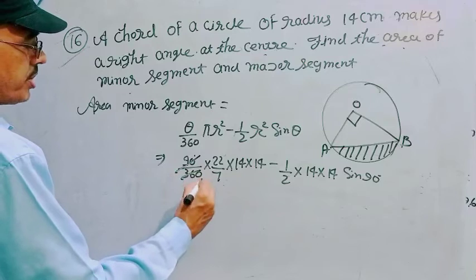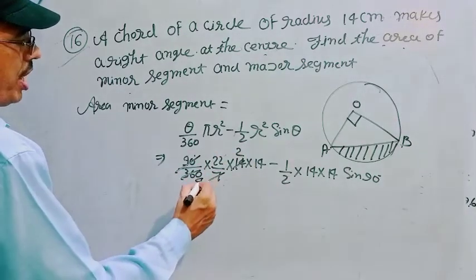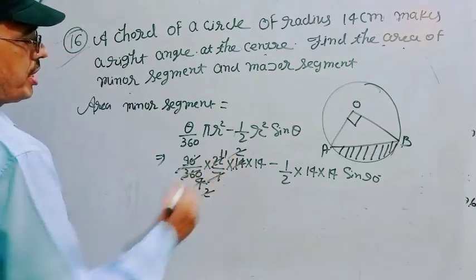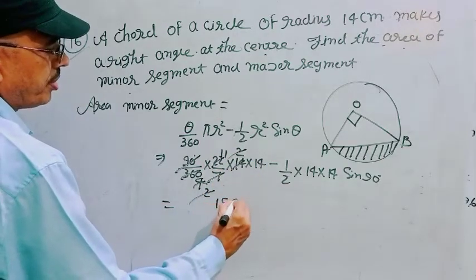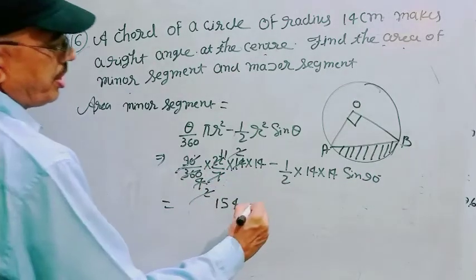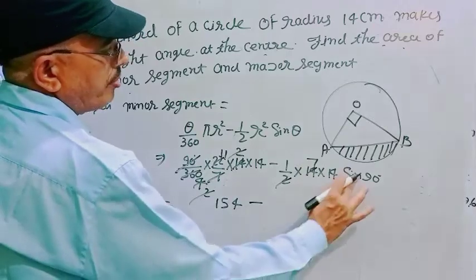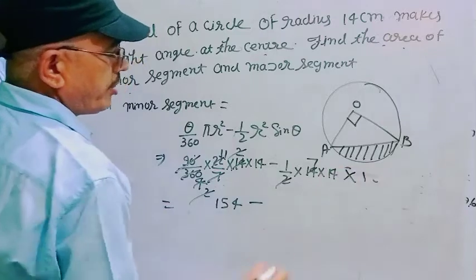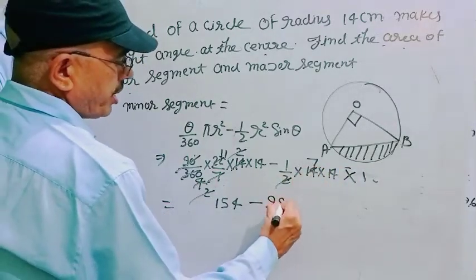Then the 4 and 90 cancel, 7 twos are 14, and it is 2 into 2 into 14, and 2 cancel. Then it is 154. Then 11 into 14, that is 154, and minus, cancel 7, and the value of sin 90 is 1. So you can write here the value of sin 90. Then it is 7 twos are 14, 7 fourteens are 98.